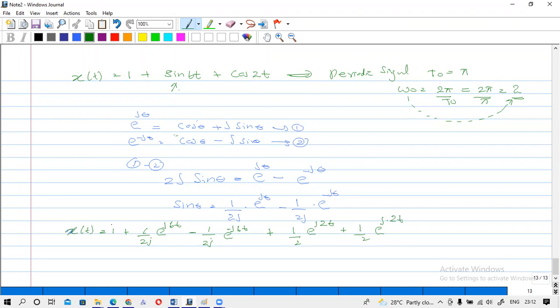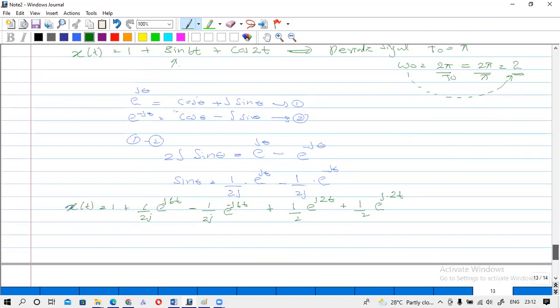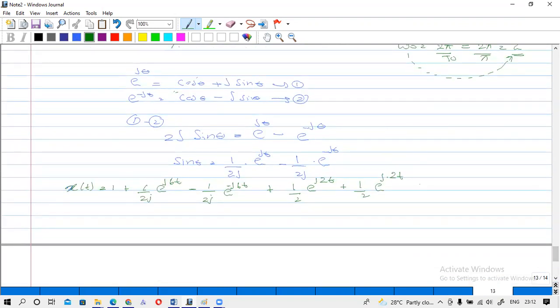So this is the Fourier series representation. Now we have to find the coefficients. You can see that here we also have limited harmonics. For this also we have limited harmonics.